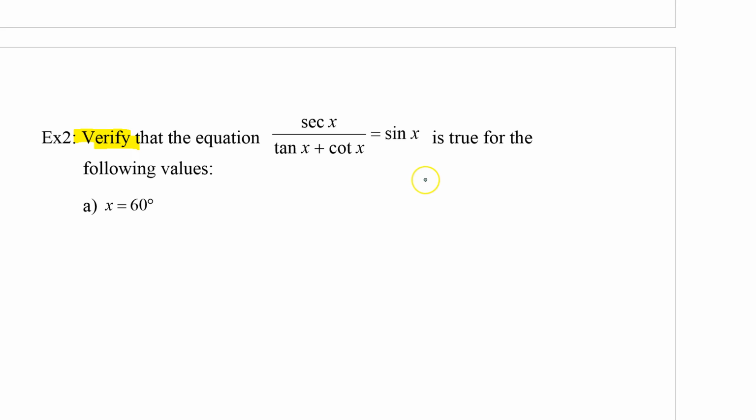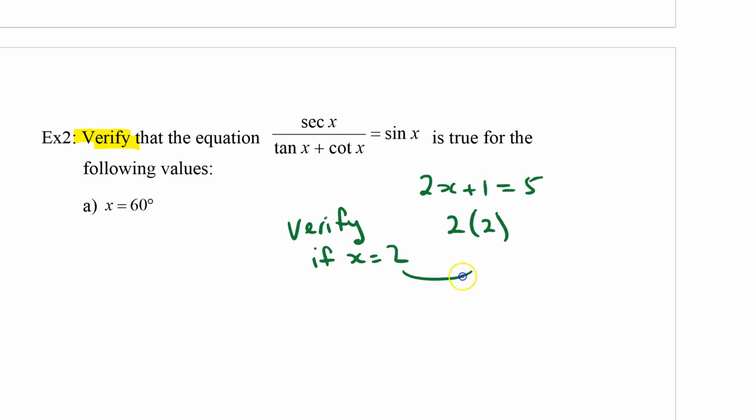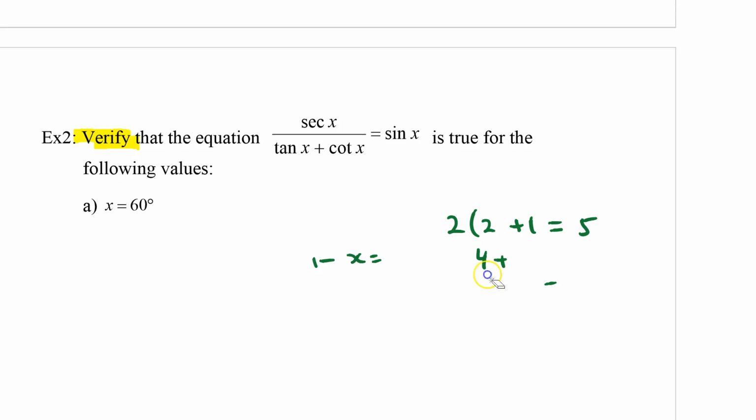So for example, if I said, what was our example? 2x plus 1 is equal to 5. And if I said verify if x is equal to 2, what you would do is you'd say, oh, okay, I'll plug in a 2 for x, plus 1 equal 5, and I'm going to check, is it true? 4 plus 1 is equal to 5. 5 equals 5. Check, it works. So that's how verify works. So let's try it with this example.